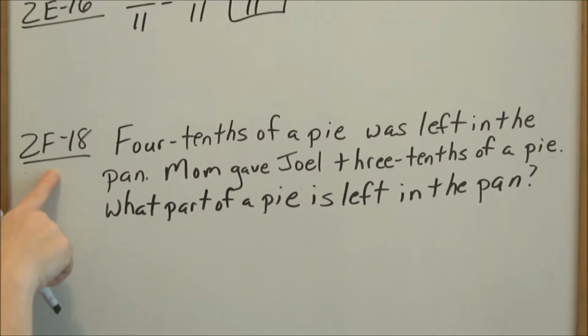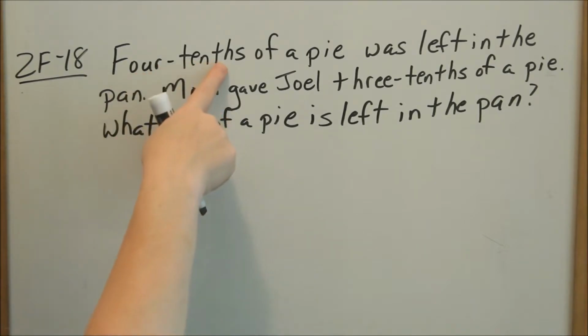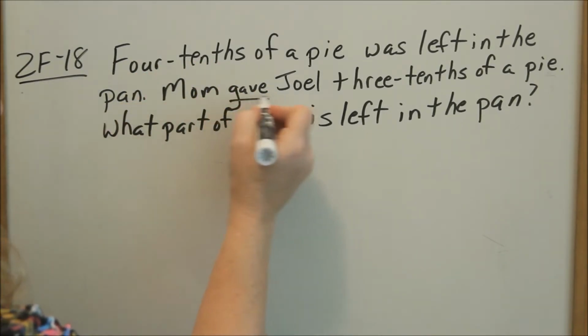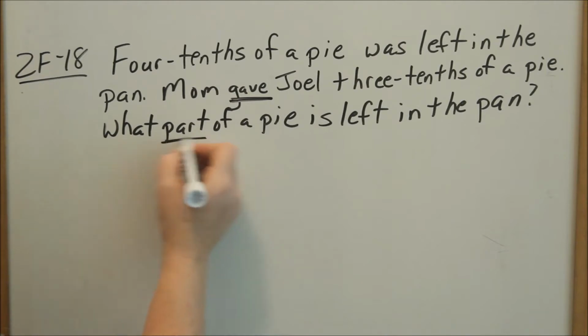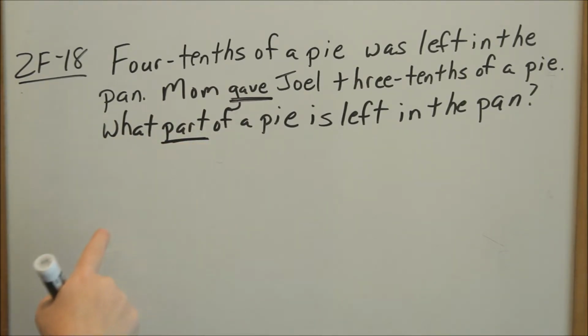Okay, now let's look at a word problem. 2f18. 4/10 of a pie was left in the pan. Mom gave, that's a key word, gave Joel 3/10 of a pie. What part means you're going to have a fraction answer, what part of a pie is left in the pan?